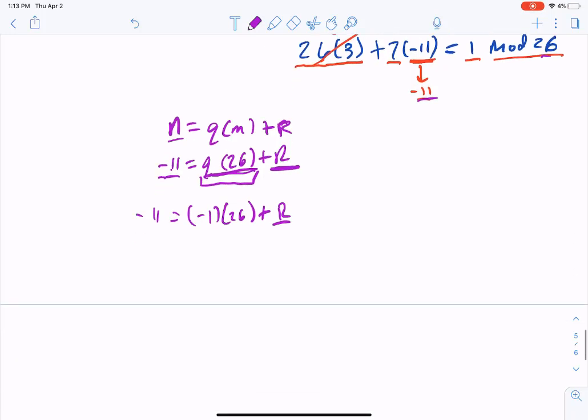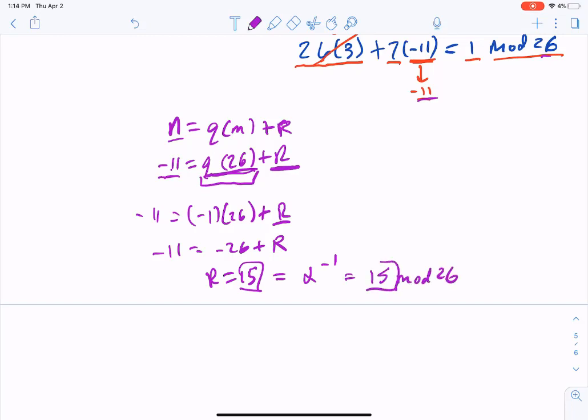So here's what's going to happen. Now I have negative 11 is equal to negative 26 plus r. R is going to be positive here. Now r is going to equal 15. This is what I was after. This is actually my alpha inverse. So alpha inverse is equal to 15 mod 26. This is my inverse. You can't use 1 over 7, but this is the equivalent mod 26 that you would have. This is 15. And that's what I'm going to use.